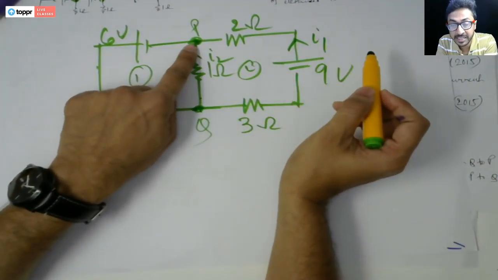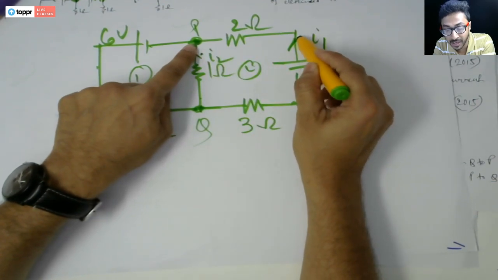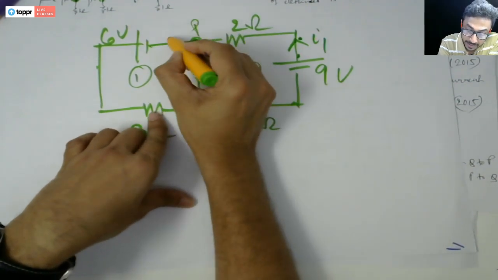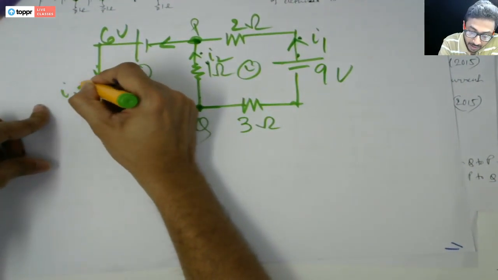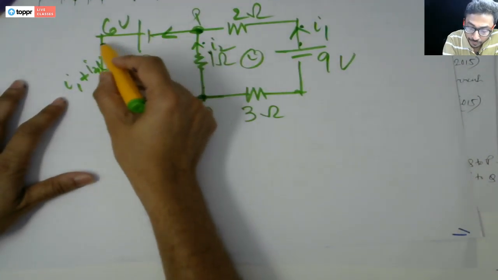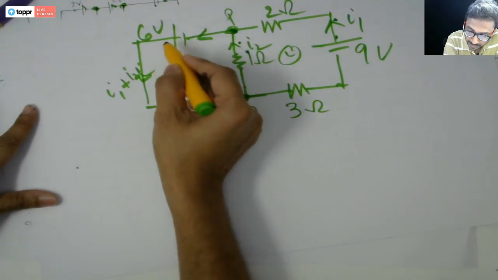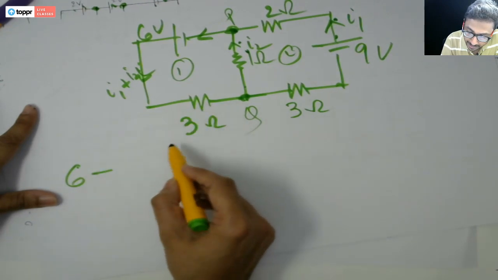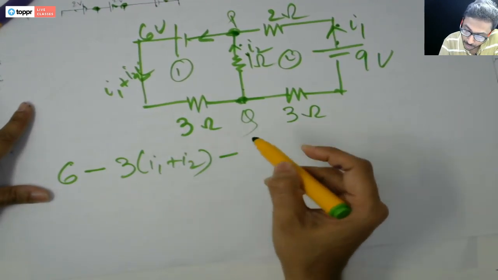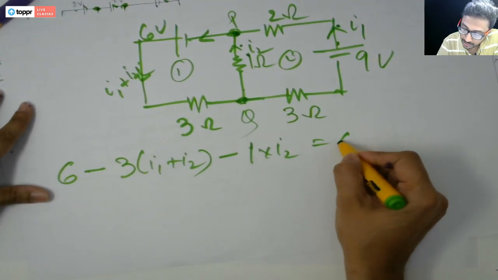Now see, at this junction, we don't know whether these are the directions of the current I1 and I2. But if you assume I1 and I2 like this, the current at this point will be I1 plus I2. Now let us write the equation for this. We are going like this, so 6 minus 3 into I1 plus I2, minus 1 into I2, equals 0.